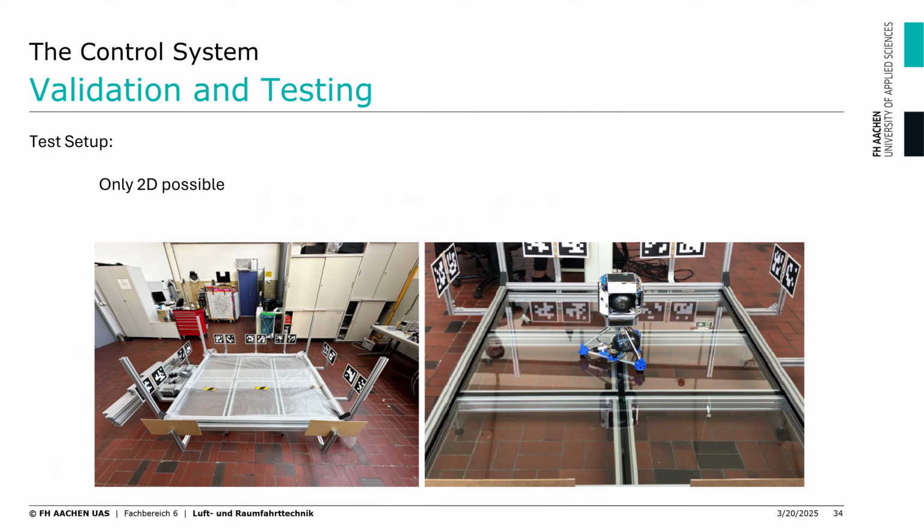Now let's move on to the validation and testing of the controllers using the demonstrator itself. Since testing in a 3D environment is currently not possible, as we would need zero gravity for this, tests can only be carried out in 2 dimensions. In this picture you can see the 2D test environment, which consists of a glass plate on which the demonstrator can glide by using a specifically designed interface for this purpose.